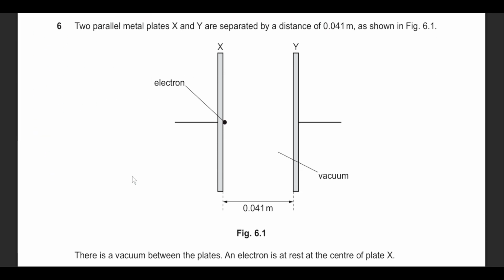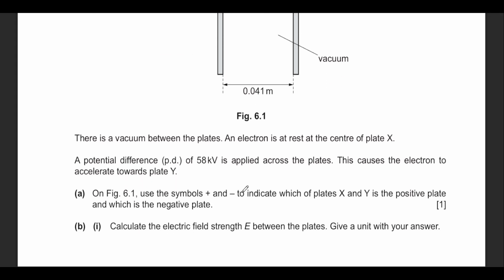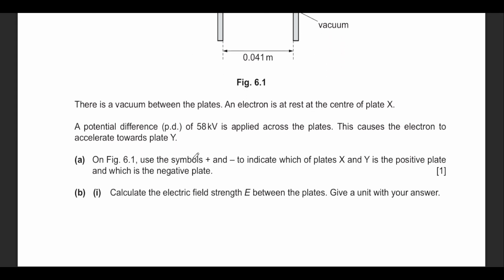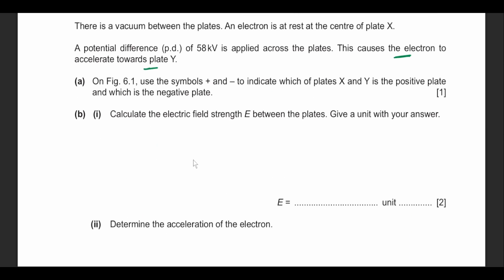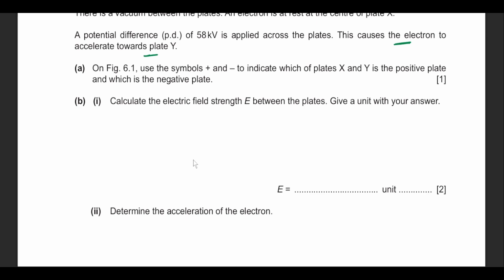Question 6. Two parallel metal plates X and Y are separated by a distance, shown in figure 6.1. An electron is placed. He says there's vacuum between the plates. Okay, fine. Use symbol plus and minus to indicate. This causes the electron to move towards Y. So this should be positive and this should be negative. And done.